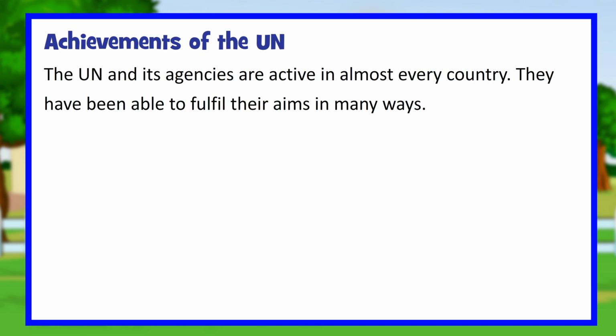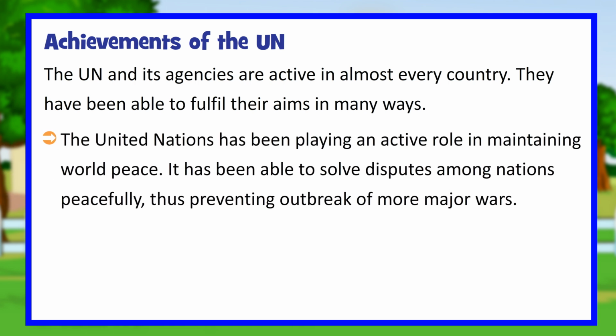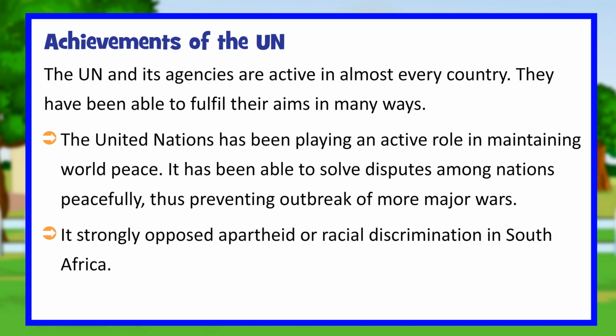Achievements of the UN. The UN and its agencies are active in almost every country. They have been able to fulfill their aims in many ways. The United Nations has been playing an active role in maintaining world peace. It has been able to solve disputes among nations peacefully, thus preventing outbreak of more major wars.